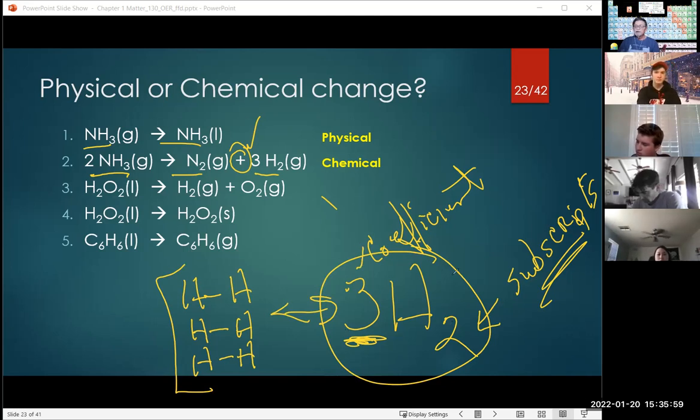The subscript is etched in stone. And we're going to learn how to make that subscript. But once we know what that subscript is, it's etched in stone, we leave it alone. The coefficient, we can change to whatever number we need, okay? And notice there's 3 of them. So that means that there are a total of 6 hydrogens on my product side.